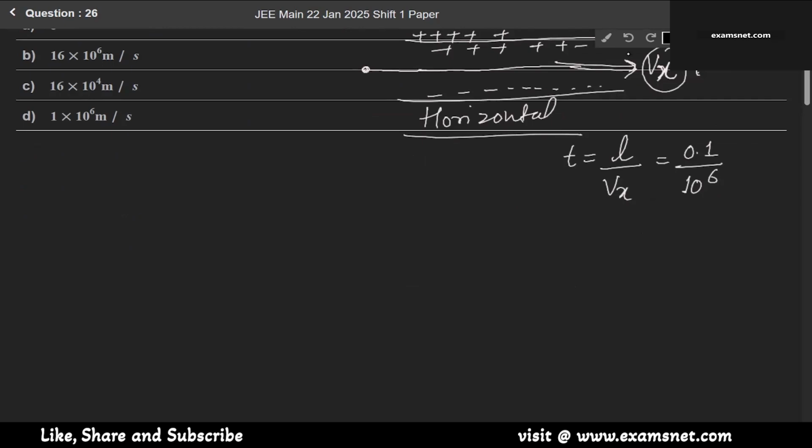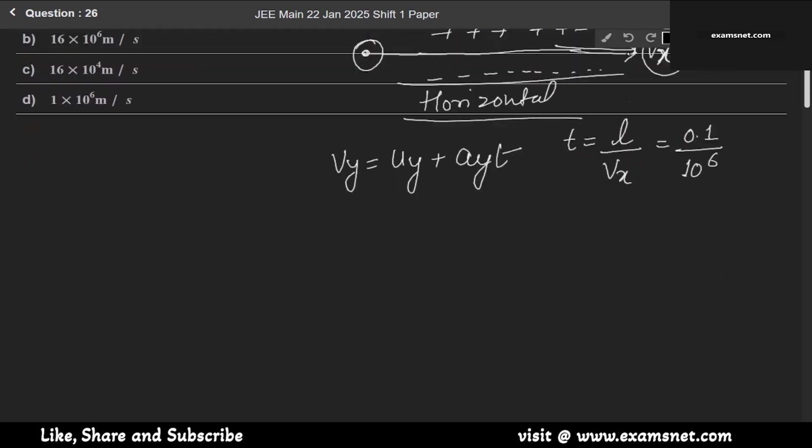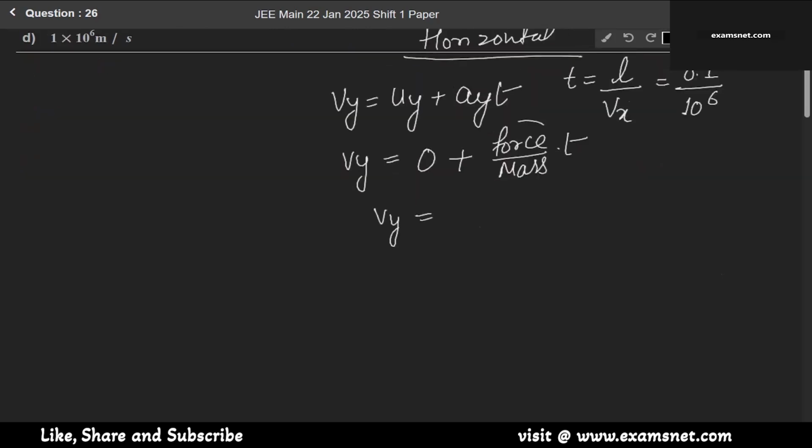Now we have to find the vertical component Vy. For the vertical component, we will apply the equation of motion, that is Vy equals Uy plus Ay into T. At the initial state, the electron is at rest, so Vy will be equal to 0 plus Ay into T. Ay is acceleration, so it equals force over mass into T. Force is charge of electron into E, over mass m, into T.